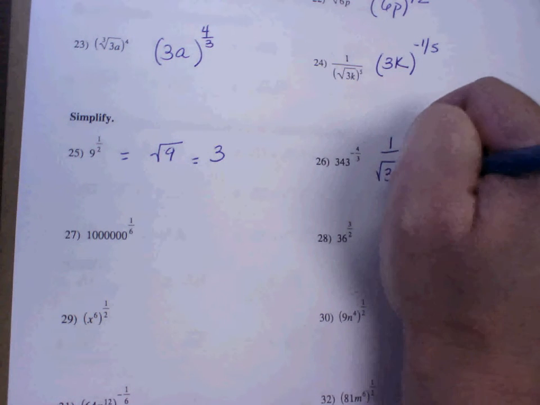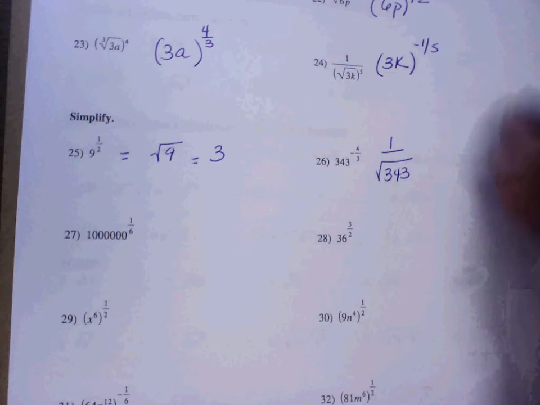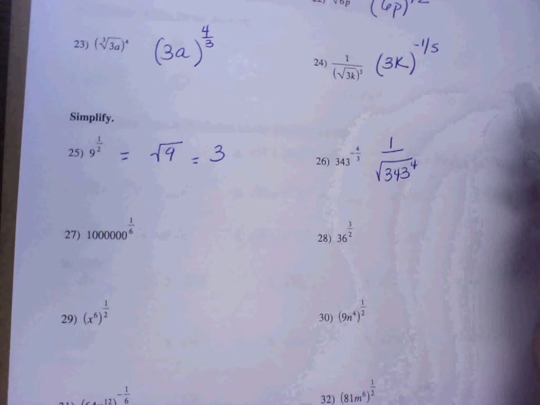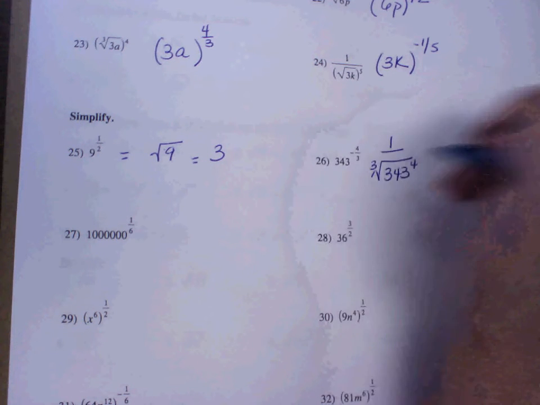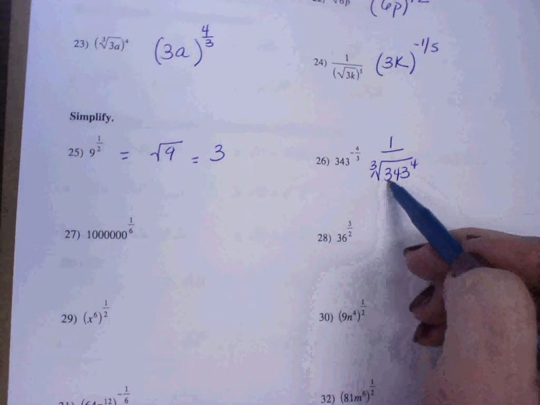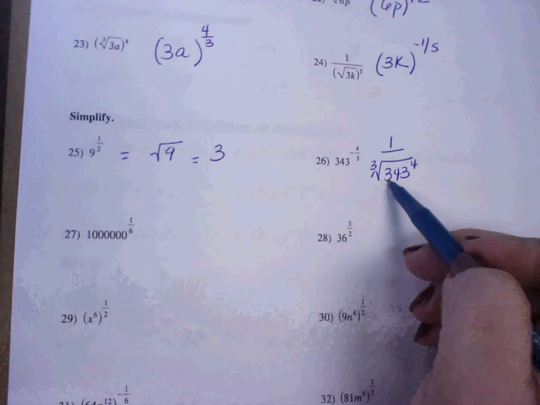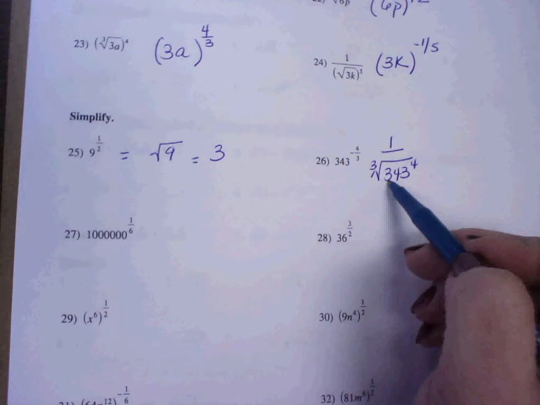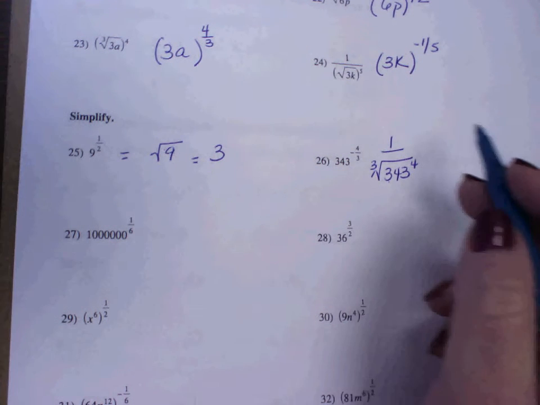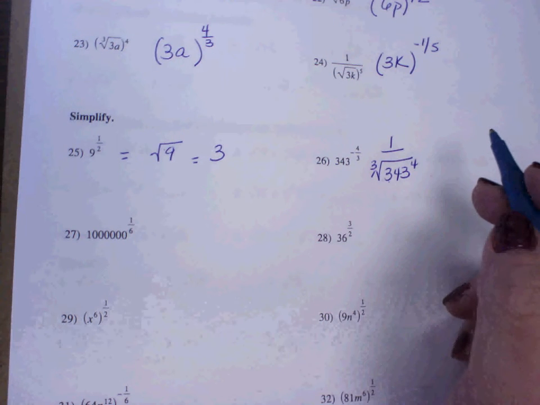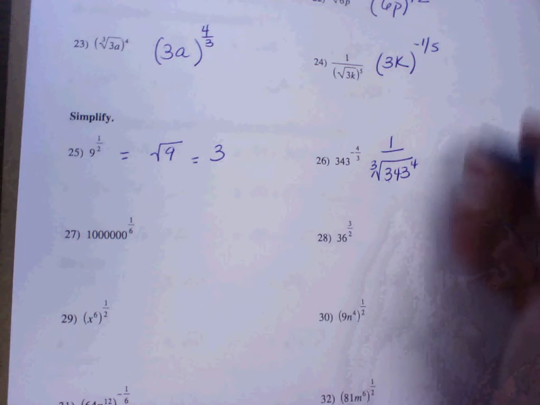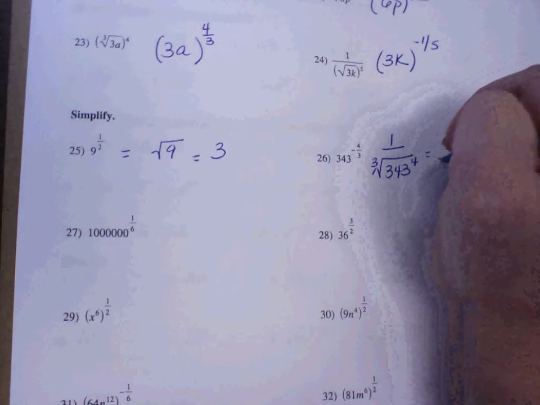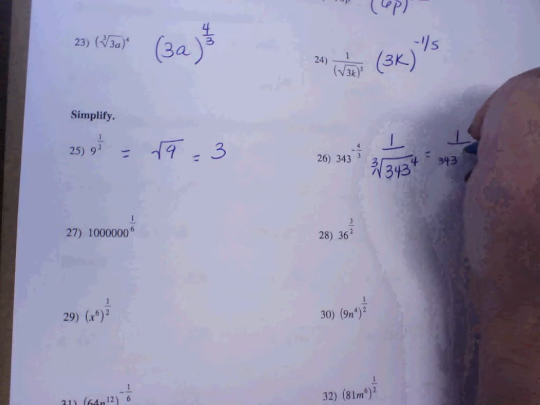All right, what about that one? 1 over, right? All right. How many of those do you have? 4. And what kind of root is it? Cubic. Now, for every 3, 1 comes out. You have 4. And the other one stays in.